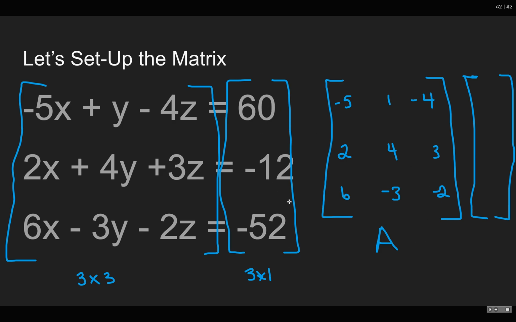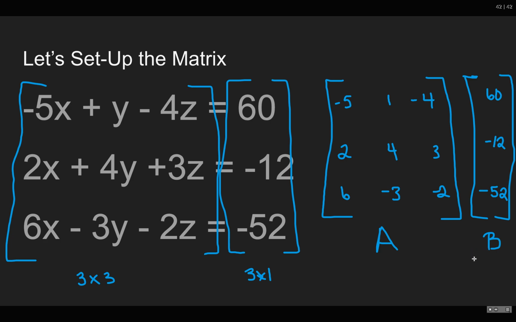The answers are going to form a second matrix, which is simply 60, -12, and -52. We're going to call this matrix B. Pretty simple, huh? That's how you set up a matrix.